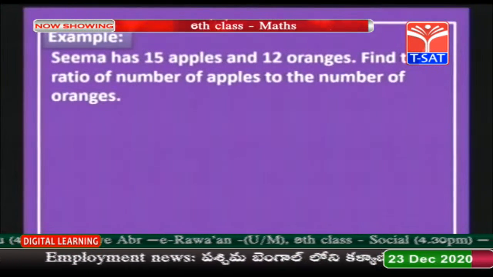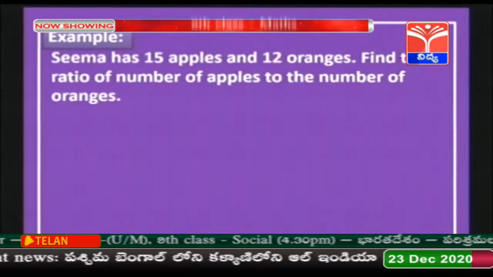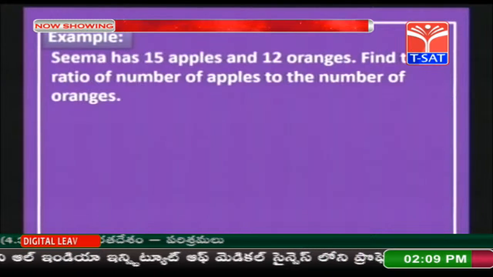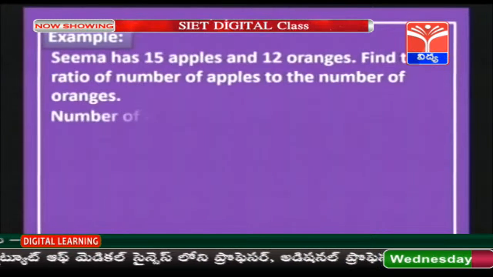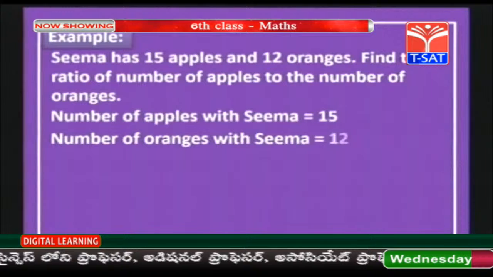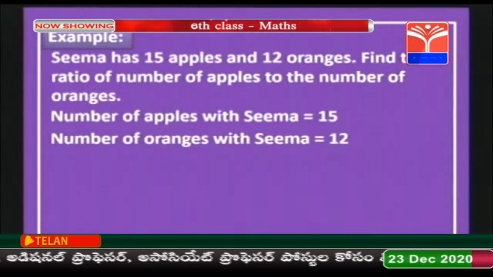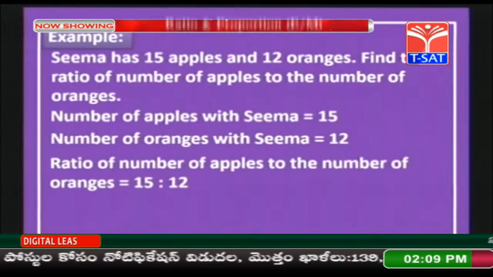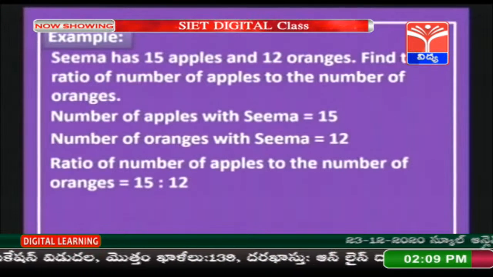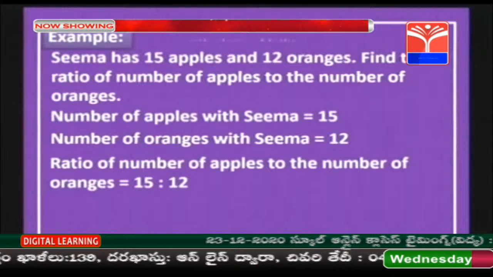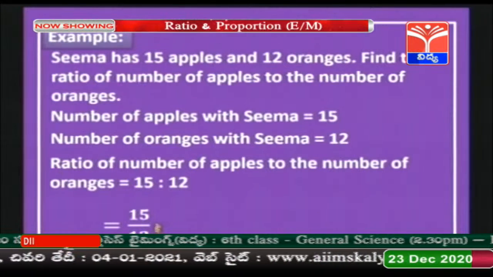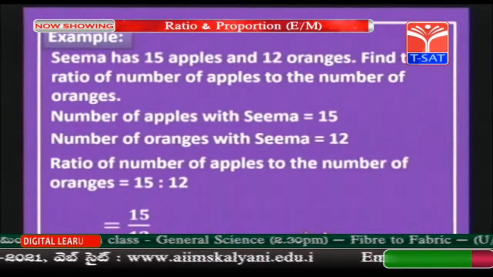So Seema has 15 apples and 12 oranges. Now we need to find the ratio of the number of apples to the number of oranges. Let us see. So the number of apples are 15 and number of oranges are 12. So what is the ratio, children? Yes, 15:12. That is ratio of apples to oranges. And I already told you that A is to B can be written as A by B. That means this is written as 15/12.